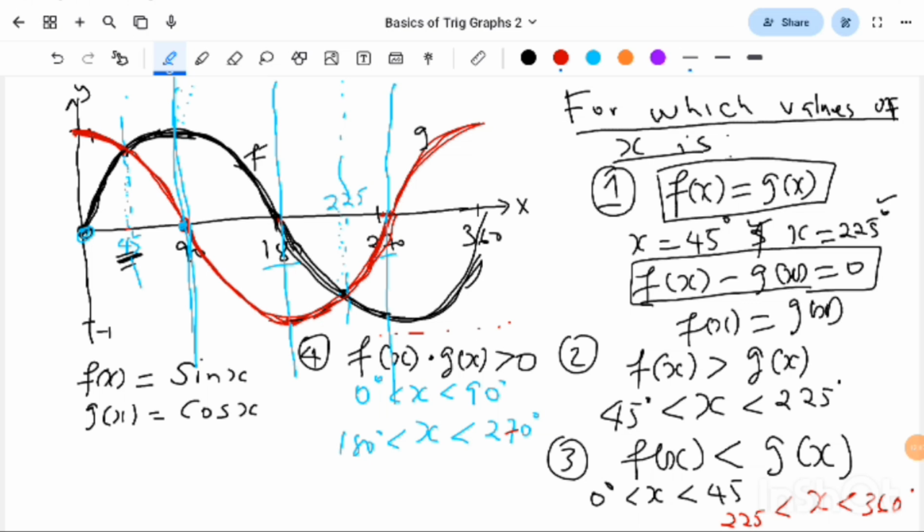Even if they choose to say less than, it will mean that where your graph is above and the other one is below. Even if they say f of x divided by g of x is greater than 0, the same applies here. They will want you to get where both of your graphs are positive or both your graphs are negative, because they will give you positive. Okay, I hope that makes sense.